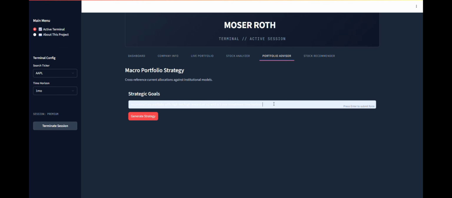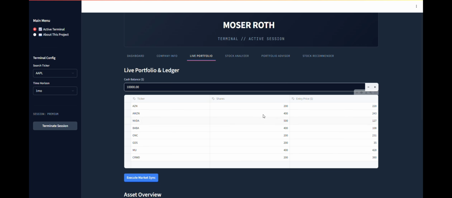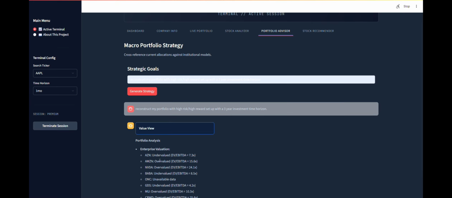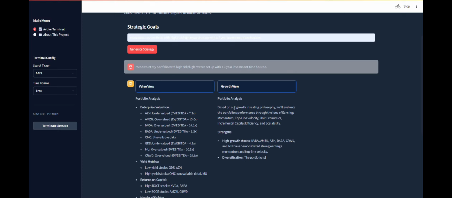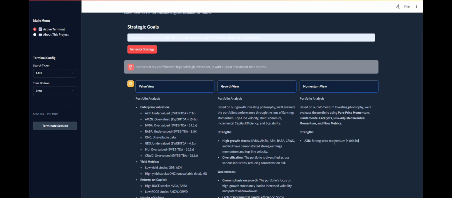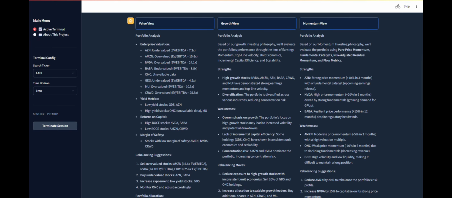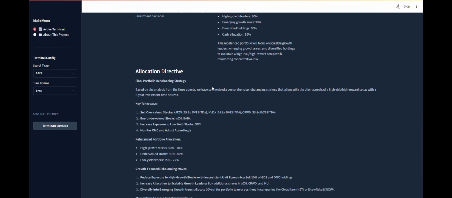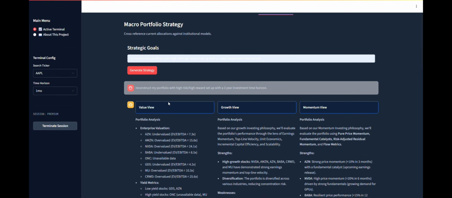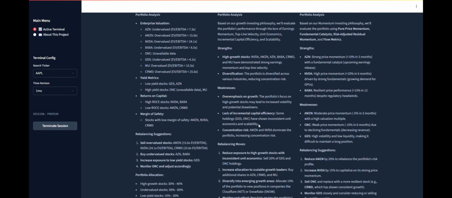So let's say I want to reconstruct my portfolio with a high risk and high reward setup, and I have a 3-year investment time horizon. Let's see how the agent would change the portfolio. Now, as you can see here, our value agent is already doing its work, followed by the growth agent, and then the momentum agent. Once they have completed their output, a lead agent will compile everyone's output and assign weight to each of their outputs based on the risk profile and investment time horizon that it has received first.